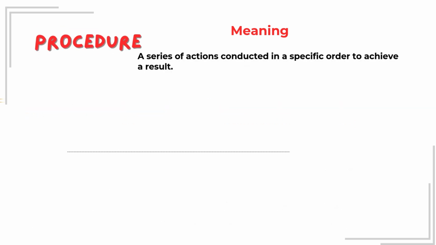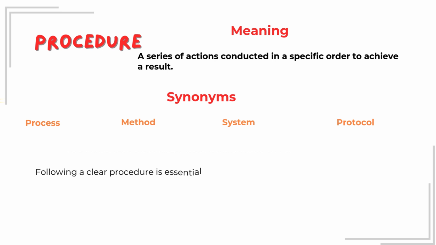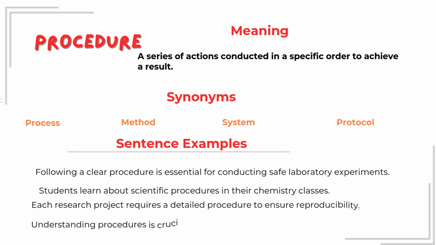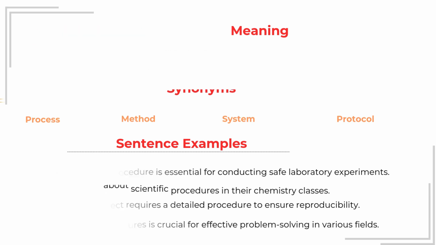Procedure. A series of actions conducted in a specific order to achieve a result. Process. Method. System. Protocol. Following a clear procedure is essential for conducting safe laboratory experiments. Students learn about scientific procedures in their chemistry classes. Each research project requires a detailed procedure to ensure reproducibility. Understanding procedures is crucial for effective problem solving in various fields.